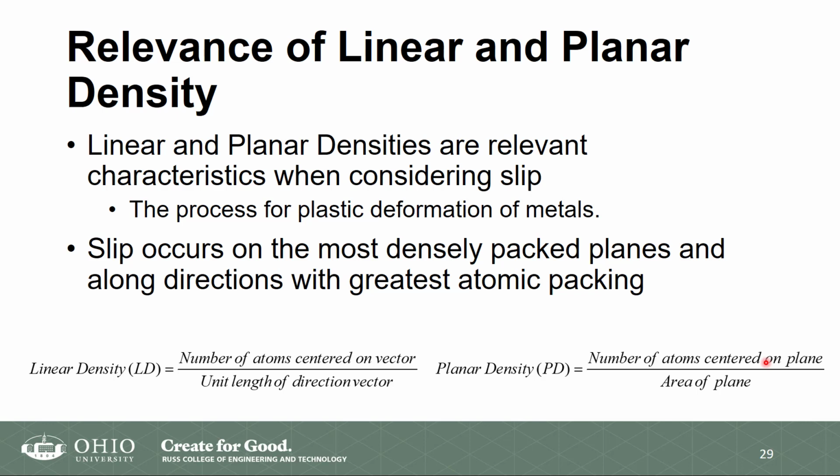So why is this relevant? Okay, so we talked about how the atomic packing factor, when we talked about the volume of the unit cell, was related to the mass density. For linear and planar densities, those are relevant to characteristics when we're considering slip in metals. And slip is related to plastic deformation of metals. We're going to cover that in chapter 8. But basically, we're covering this portion now because when we start talking about it in chapter 8, you would have already been equipped with the knowledge that you need.